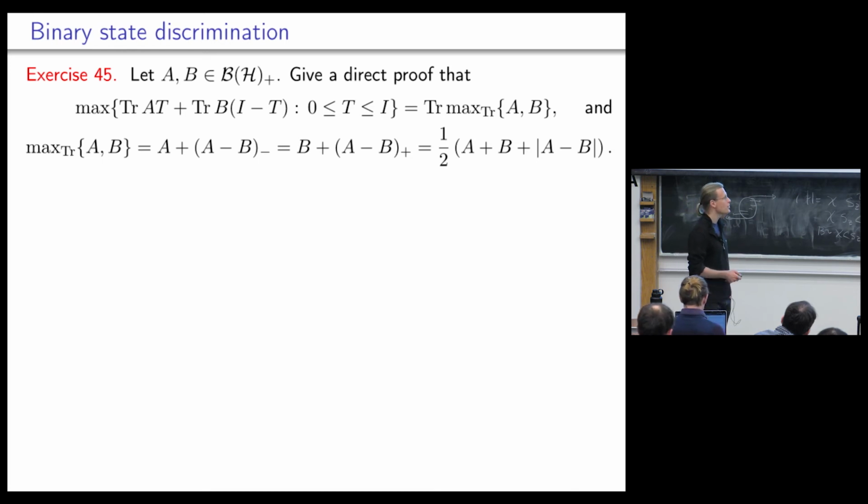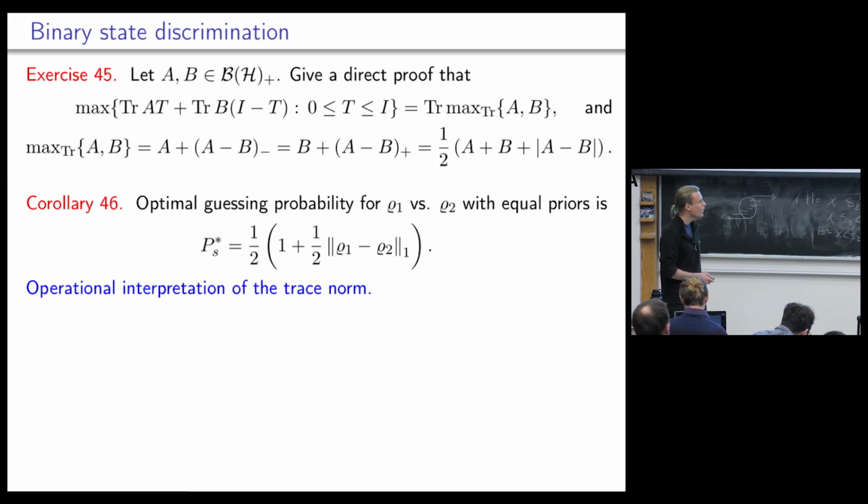And this case is special because you can actually give a formula for this trace maximum of these 2 operators. You can choose either of these 3 equivalent formulas. So we can write up explicitly the trace maximum in this case. And from this, you get that the optimal guessing probability for rho 1 against rho 2, when the priors are equal, 1/2, can be expressed by this formula, which is nothing else but this formula translated to our case. Okay. And this gives an operational interpretation of the trace norm. So this is why the trace norm is distinguished among other norms when we measure the distance of states.